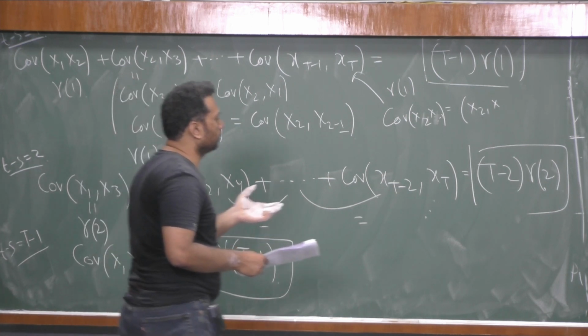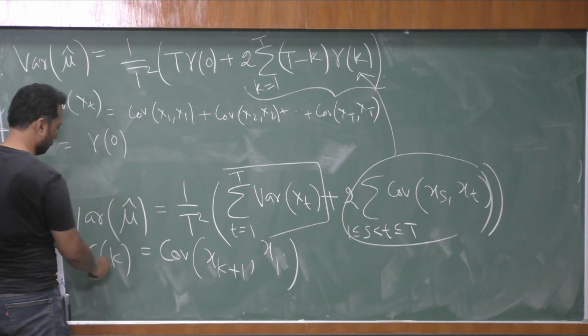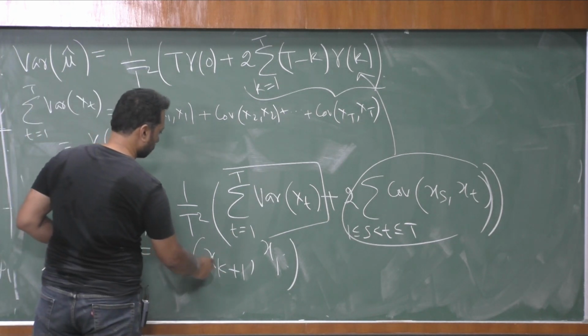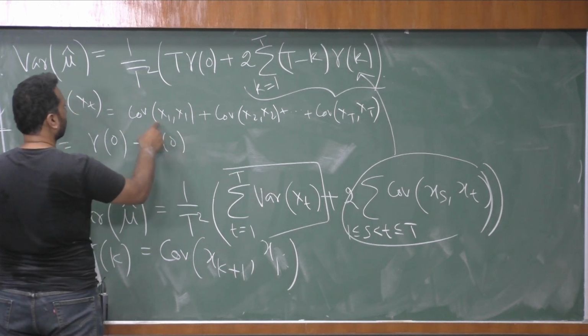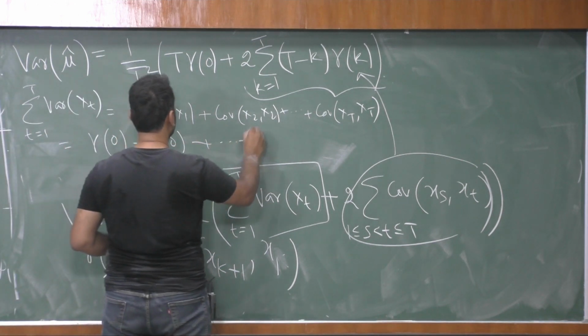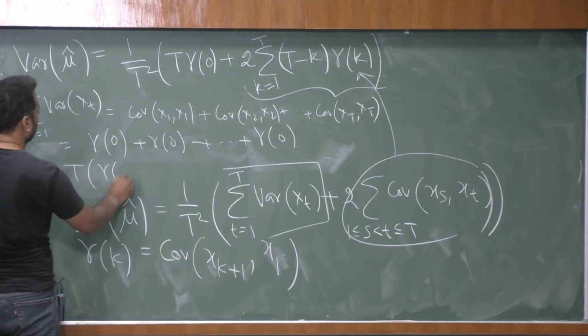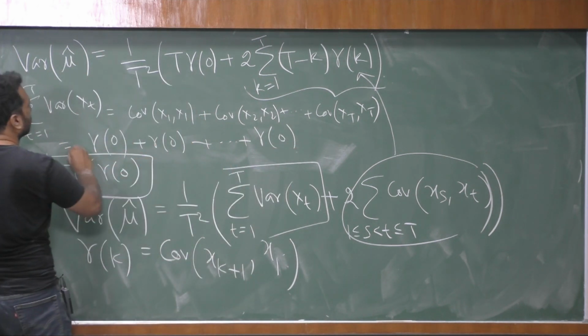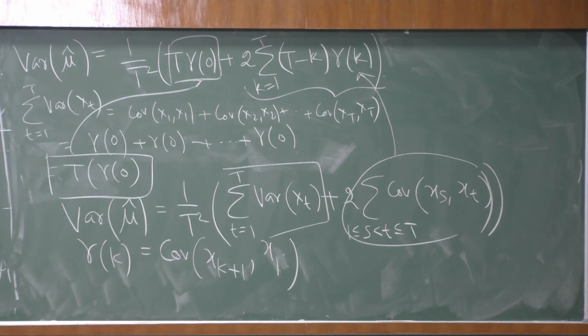The variance of x1 is gamma 0. As you can see, if you put k equals 0, then you have the covariance of x1, which is exactly the variance, and these other terms are also the same as the variance of x1. So we have gamma 0, and there are T terms, so we have T times gamma 0. This is what is found here, so we have derived these two expressions.